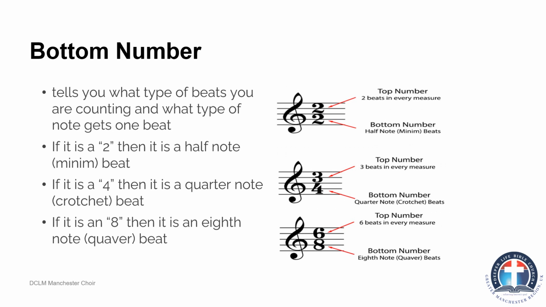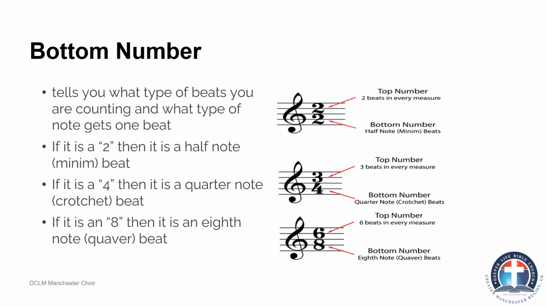Focusing on the bottom number, it tells you what type of beats you are counting and what type of note gets 1 beat. So the bottom number tells you 2 things: the type or quality of the beat, like we said already. It also tells you what type of note gets 1 beat. In other words, what is the principal beat. So let's go from here.